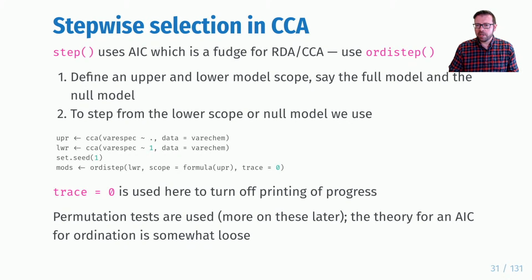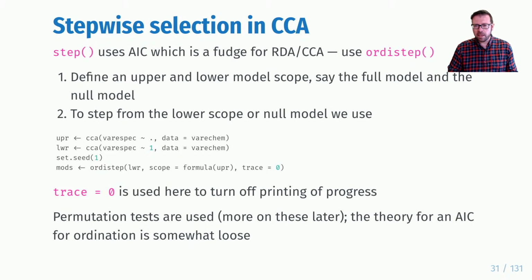And with ordistep, we have to do a couple of things. We need to define an upper and a lower model scope. So the upper scope might be the full model that you fitted, containing all of the variables, all the terms that you want in your model. And then the lower scope might be a null model that just contains an intercept. And then we do forward selection perhaps from that lower scope, from the null model, up to the upper scope, up to the full model that we might do.